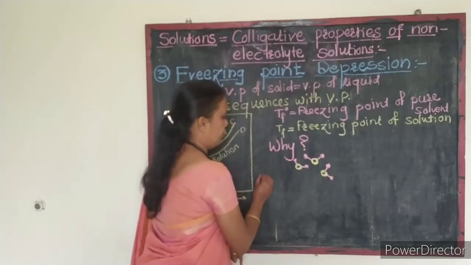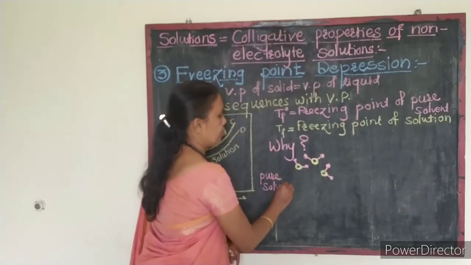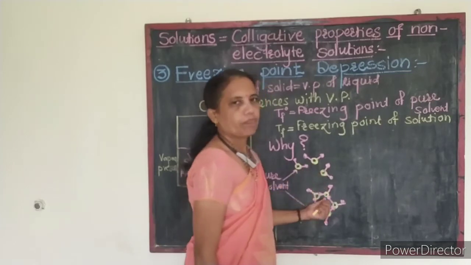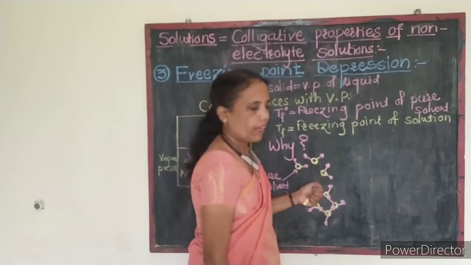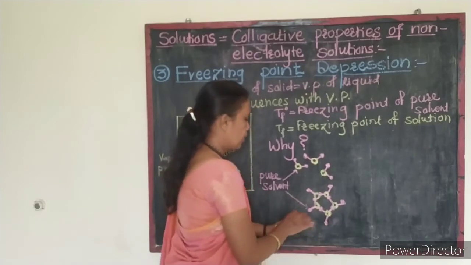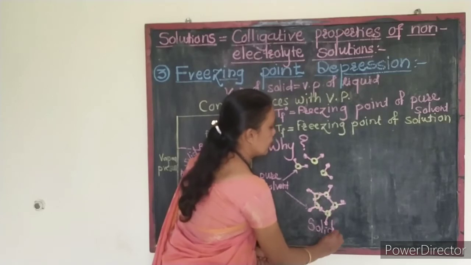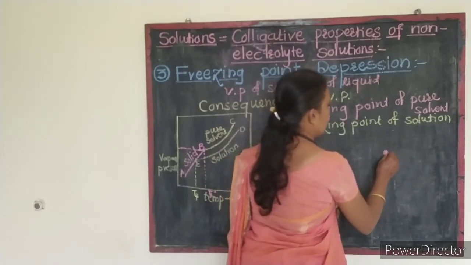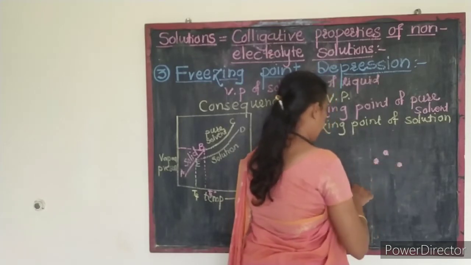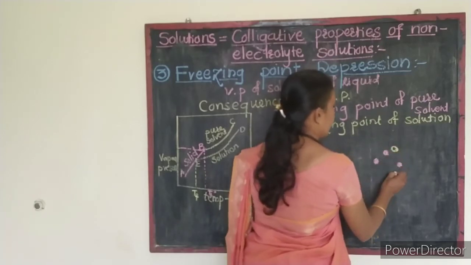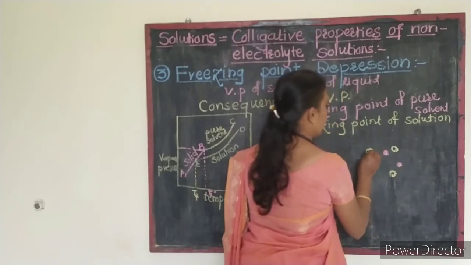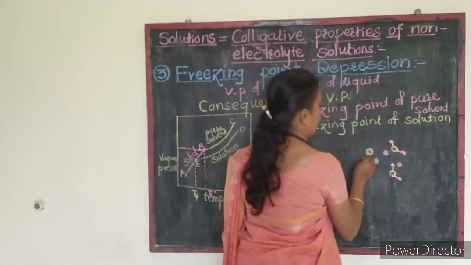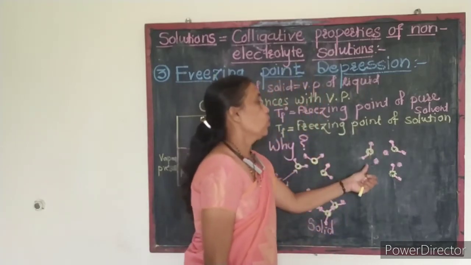We are now considering pure solvent. This is pure solvent. When we decrease the temperature, solvent molecules come closer and closer. Why? Because their movement decreases and the intermolecular force of attraction increases, and the solid state is formed. If you consider a solution, these are solute particles present, and these are solvent, which we consider as water molecules. I draw it like this. This is the solution now.